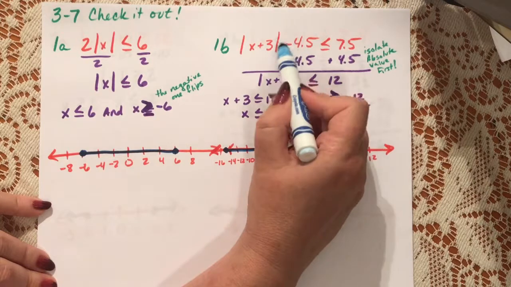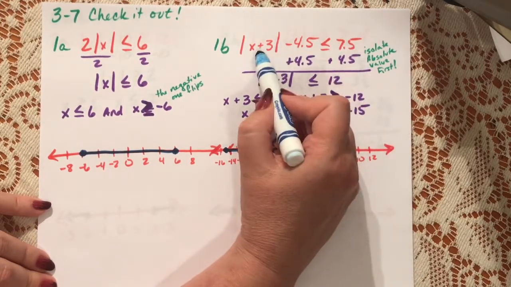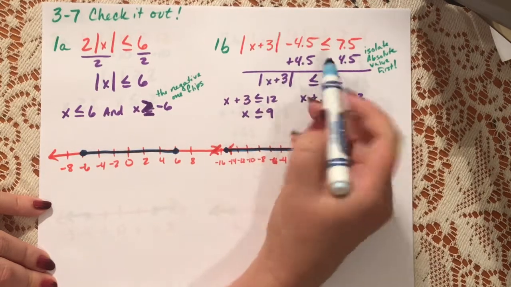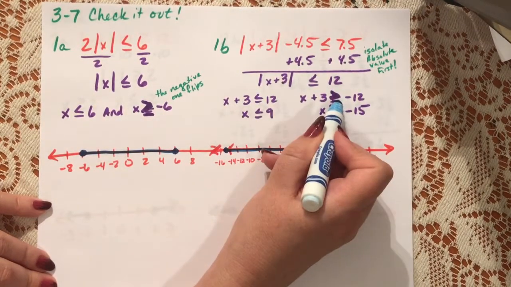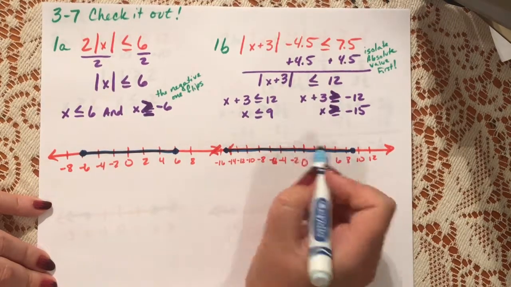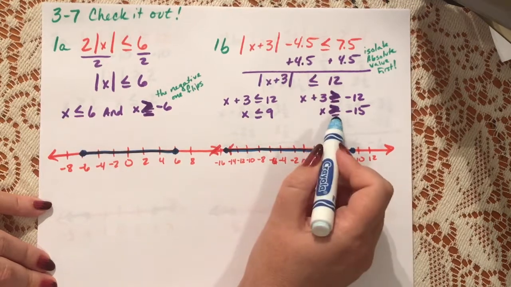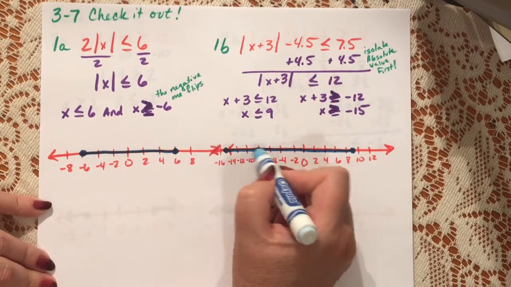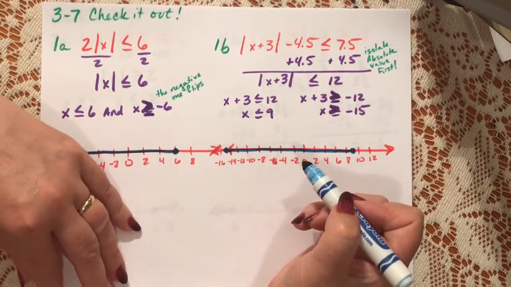Here I have to get my negative 4.5 on the other side of the equation so that my absolute value is by itself. And then I can take this and split it into 2. And x is smaller than 9, so I have a closed circle at 9 and a closed circle at negative 15, and this line connects. This is also an and.